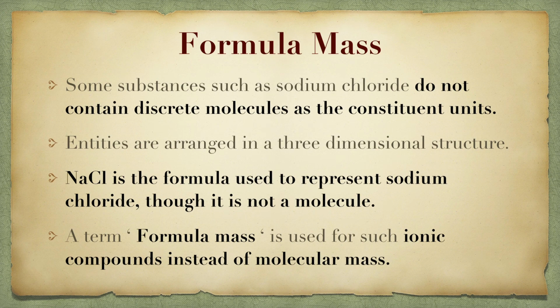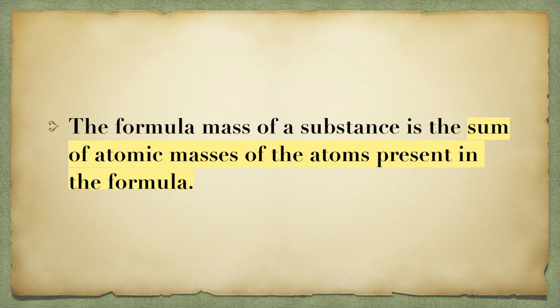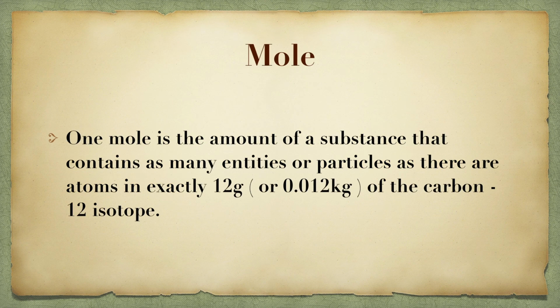Please understand, NaCl is the formula used to represent sodium chloride, though it is not a molecule. So a term, formula mass, is used for such ionic compounds instead of molecular mass. We can define the formula mass of a substance as the sum of the atomic masses of the atoms present in the formula. Next, we have to understand the mole concept, which is a very important topic.